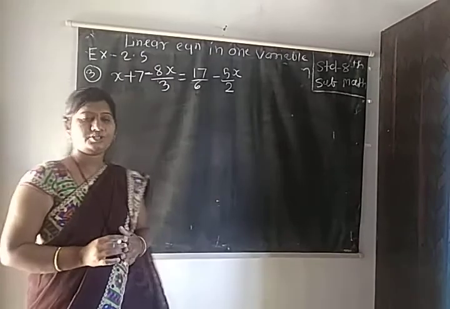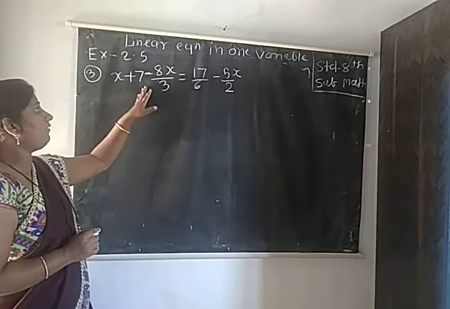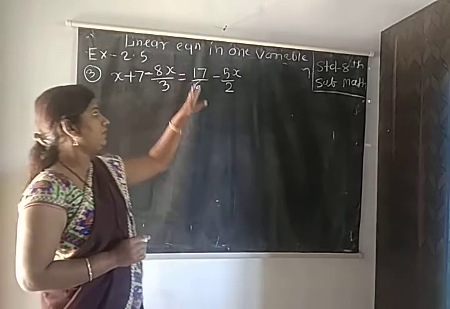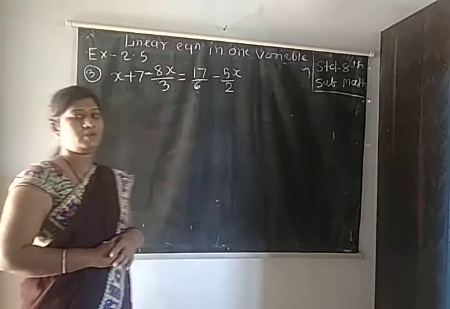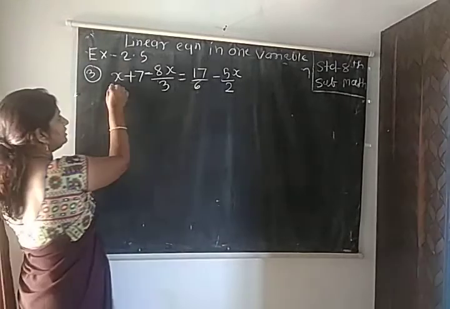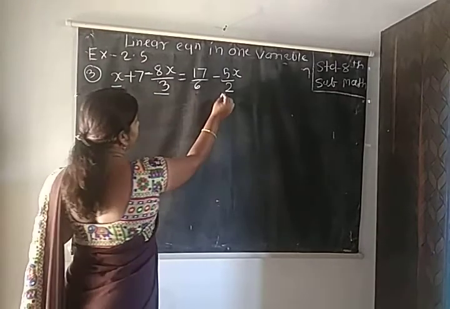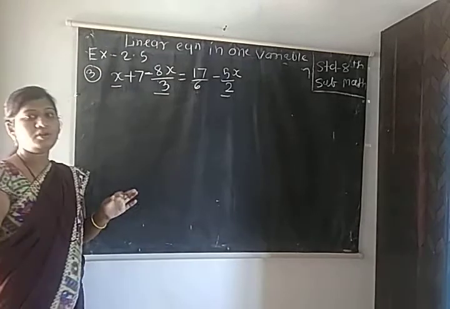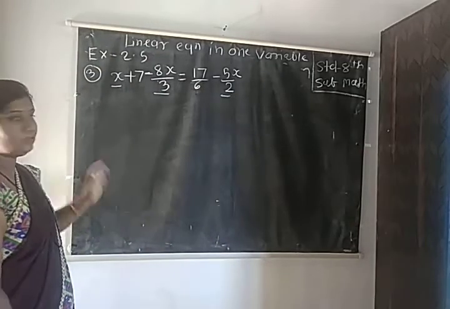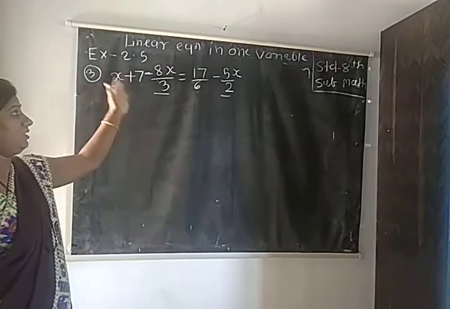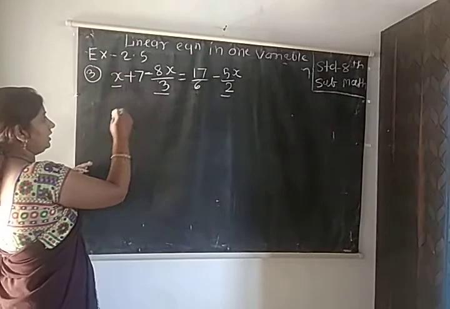Now the next question is x plus 7 minus 8x upon 3 is equal to 17 upon 6 minus 5x upon 2. Here the same terms are x, minus 8x upon 3 and minus 5x upon 2. Now firstly we transport this to RHS, and this 7 is transported to RHS.